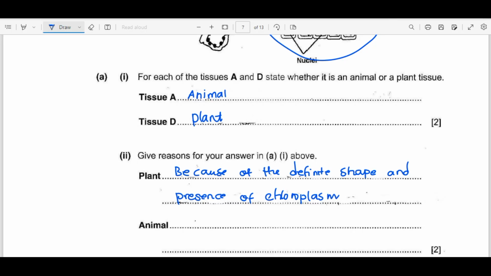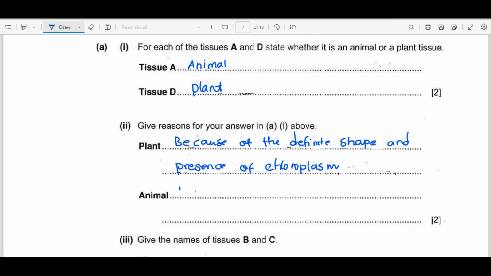Then for animal cell, we'll say because of the indefinite shape and the absence of chloroplast.